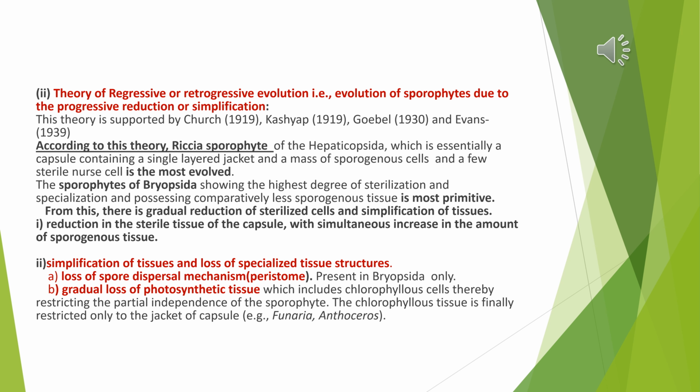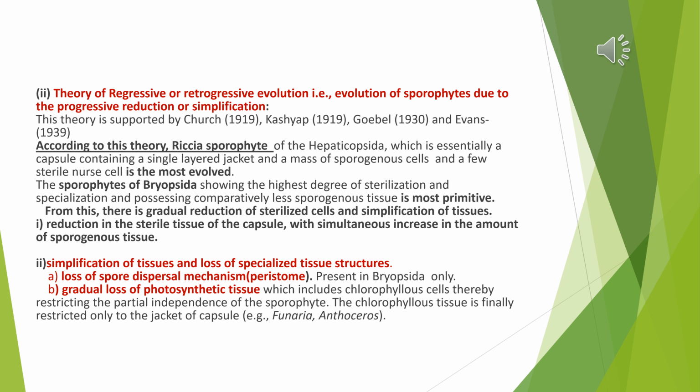So you have read the theory of progressive evolution of sporophyte in bryophytes, which is progressive sterilization of potentially sporogenous cells together with differentiation of the sterilized tissues. Now we come to the second theory, that is the theory of regressive or retrogressive evolution, or evolution of sporophytes due to the progressive reduction and simplification of sterilized tissues of the sporophyte. This theory is supported by Church, Kashyap, Goebel and Evans.